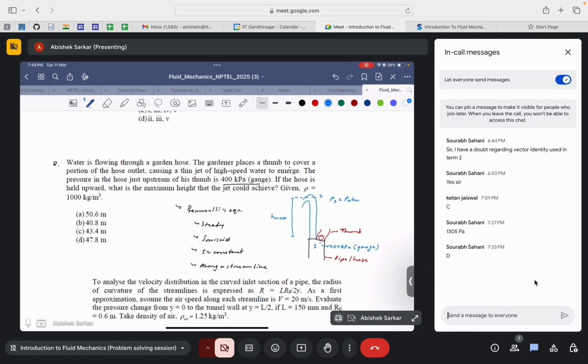So say, I can say that if the flow is occurring for a very long time, then I can consider this flow to be steady. Then only it will achieve a constant height. So the flow is steady.